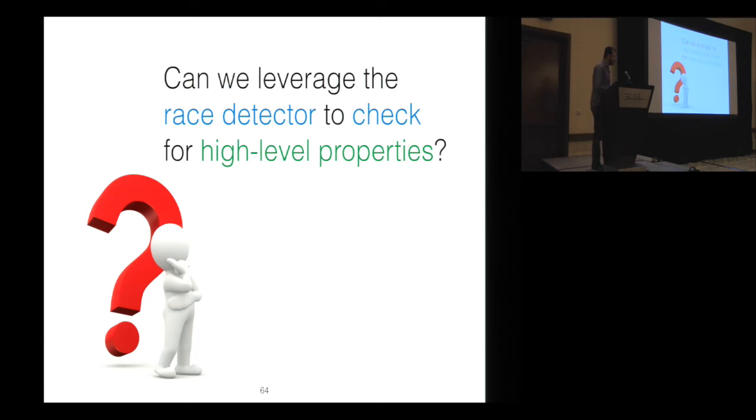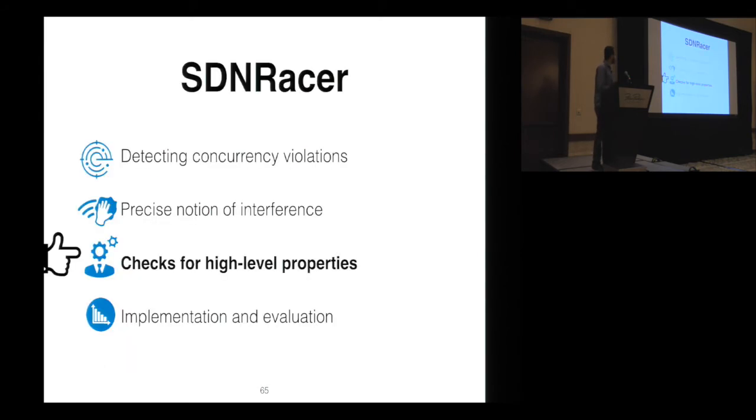Then the question basically comes out: okay, can we leverage this in the race detector component to check for higher-level properties? Properties that the network operators will care about. We can show that, okay, these are races, but you can also check for higher-level properties, and potentially you only look at the races that actually affect these properties. So this is the next section of my talk.